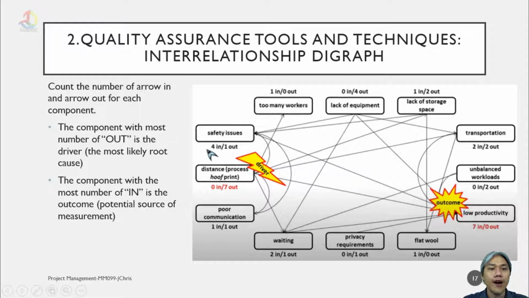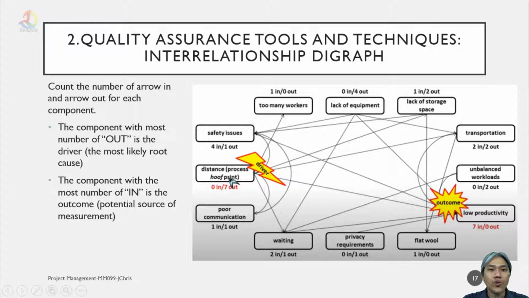Now, we count the number of arrows in and the number of arrows out for each component. Let's start from lack of equipment. Lack of equipment has 0 in and 4 out. Lack of storage space has 1 in and 2 out. Transportation 2 in and 2 out. And so on. We have low productivity 7 in and 0 out, until safety issue 4 in, 1 out. But the biggest of them all is distance. Process footprint, 0 in, 7 out.